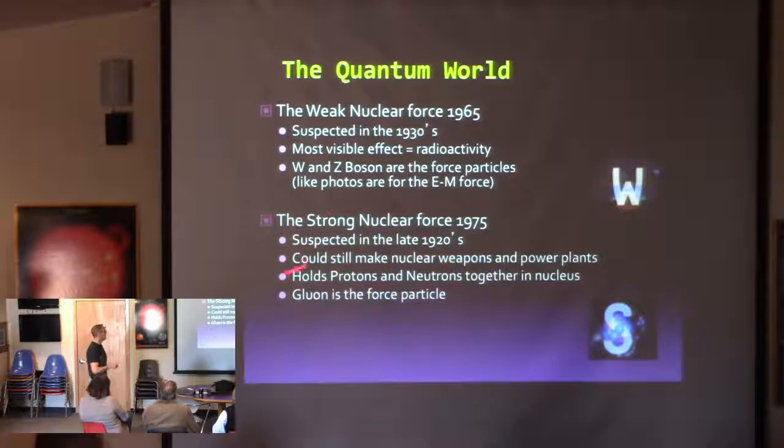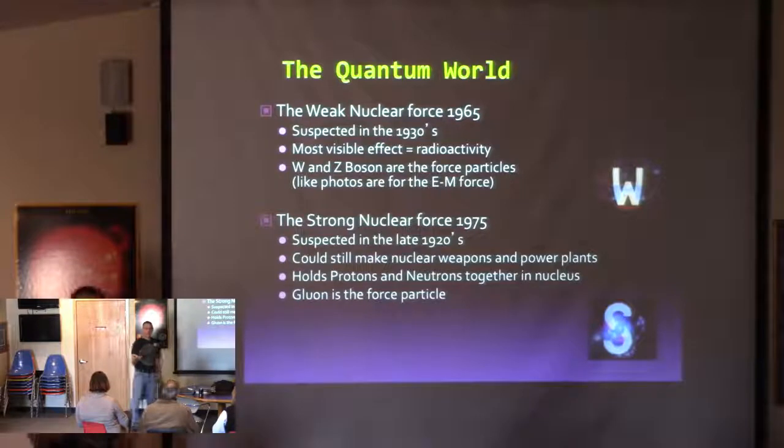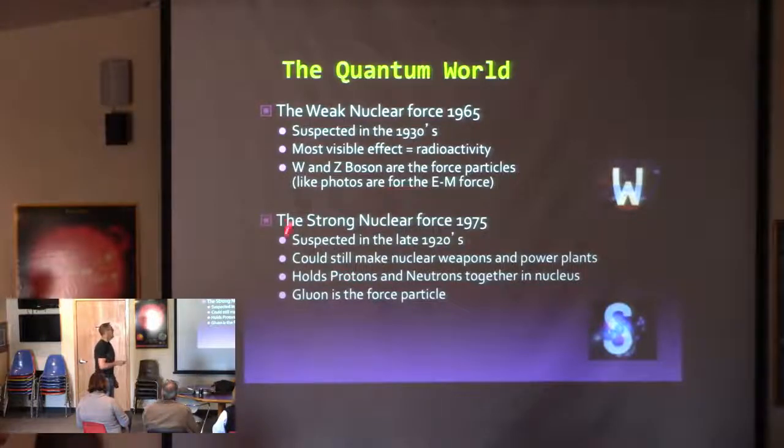So the strong nuclear force holds protons and neutrons together in the nucleus. Neutrons, of course, don't have an electrical charge, but protons are all positive. Electromagnetism would want these protons to break apart as fast as they can. Very strong repulsion there, but the strong nuclear force completely wins. The force particle in this approach is the gluon, which makes sense because it glues things together.